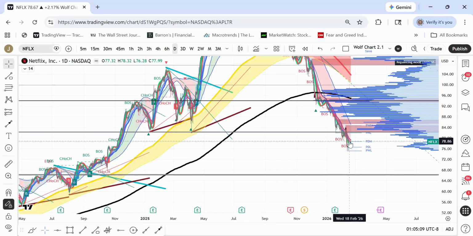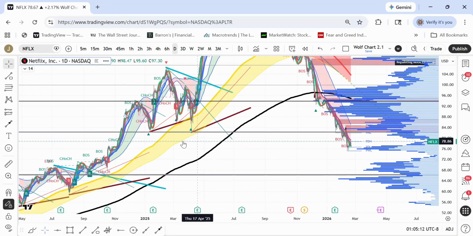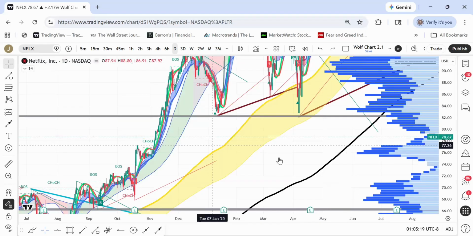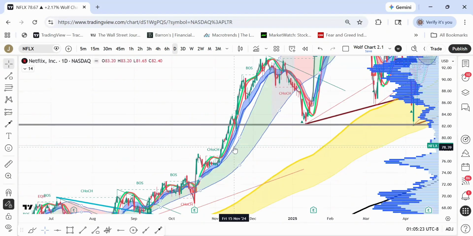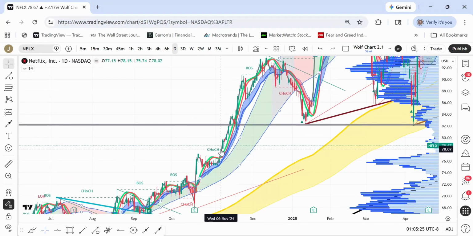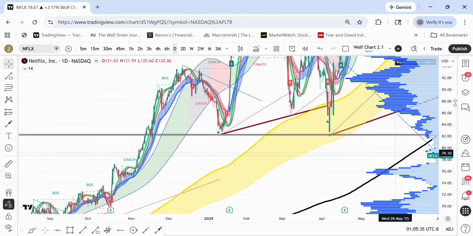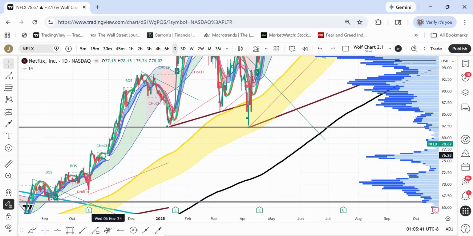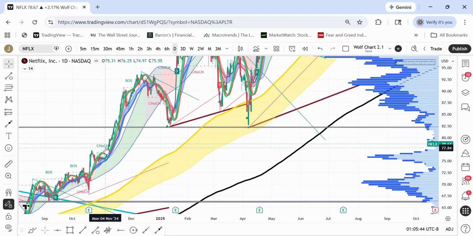So the last time Netflix was $78, and you got to remember this is after the stock split too, but it still all lines up the same. Last time Netflix was $78 was November of 2024, November 6th of 2024. This was the last time Netflix was this price, 2 years ago, before smart money kept pushing them up higher.